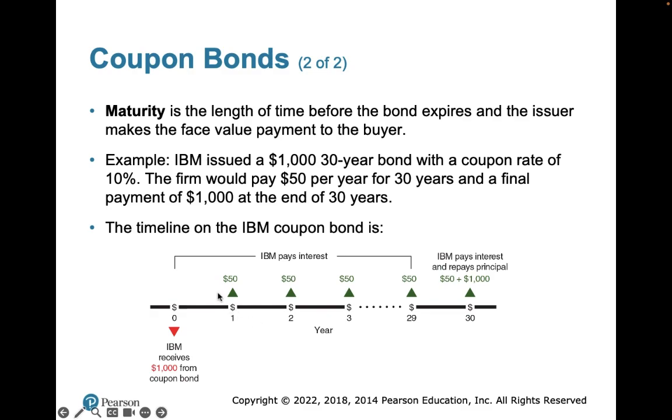They have to pay $50 every year for the 30-year period, and at the end of the 30 years, they have to pay the principal amount, which was the $1,000 they had initially borrowed when they first took up the loan. So maturity is the length of time before the bond expires and the issuer makes the face value payment to the buyer. The example is just this IBM coupon bond.